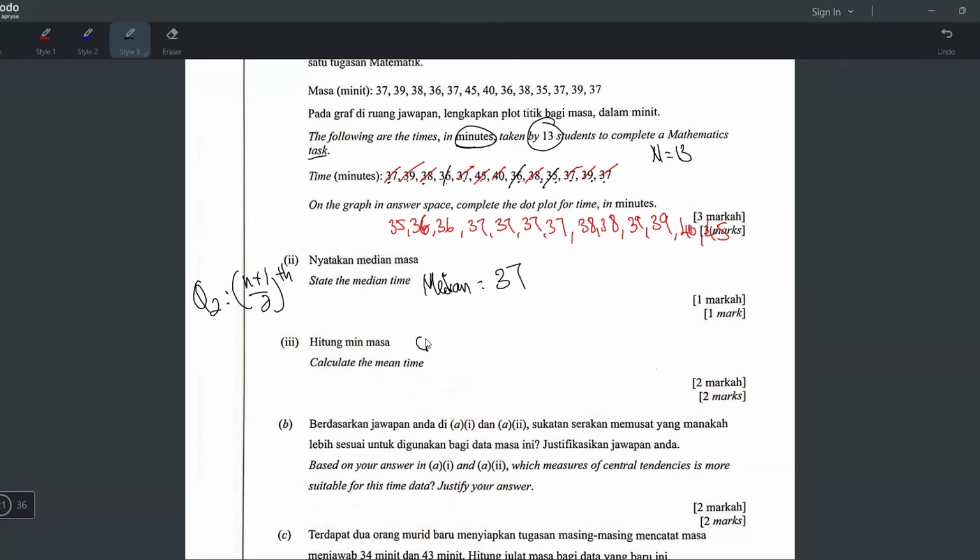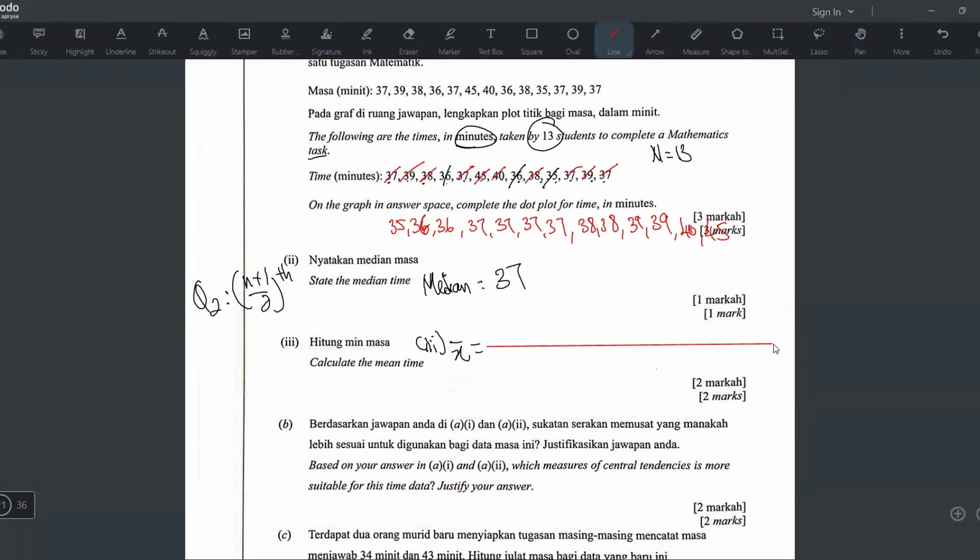Number 3, calculate the mean. Mean is the average. So for the average, you will just take everything, add together, and then divide by 13. Alright, let's do that. Draw one long line, over 13 here, over 13 here, and then write the answer here.